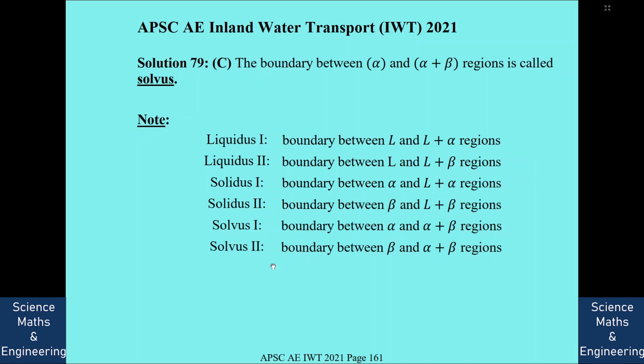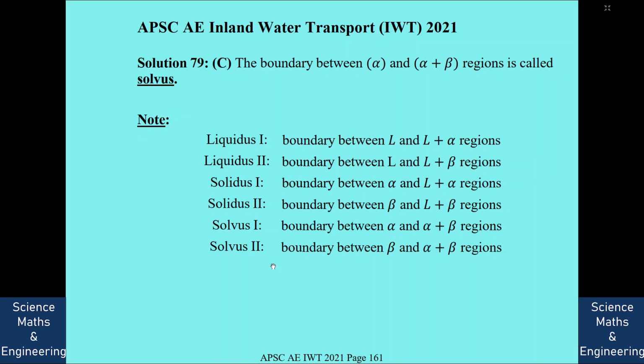So this is the general guide. The boundary between liquid and liquid plus alpha region is the liquidus one. Then the boundary between L and L plus beta region would again be liquidus. The boundary between alpha and L plus alpha is solidus. The boundary between beta and L plus beta is again solidus. Then the boundary between alpha and alpha plus beta is solvus. And the boundary between beta and alpha plus beta region is also solvus.